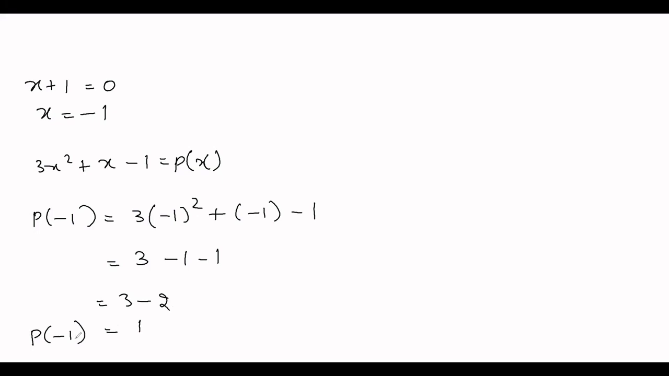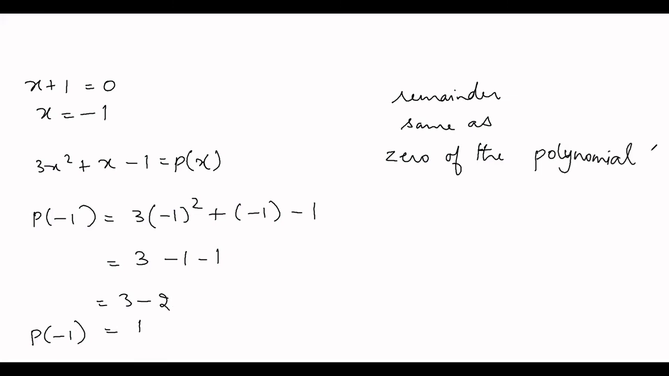So you will notice here that the remainder obtained on dividing p of x by x plus 1 is the same as the value of the polynomial p of x at the zero of the divisor. So based on this, now let us understand the remainder theorem.